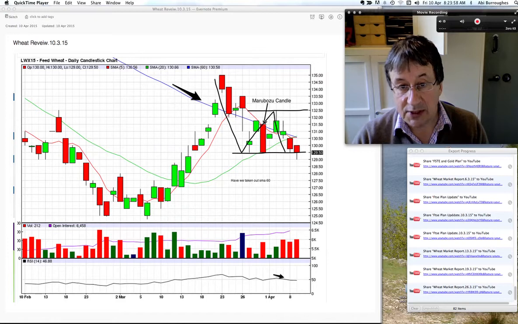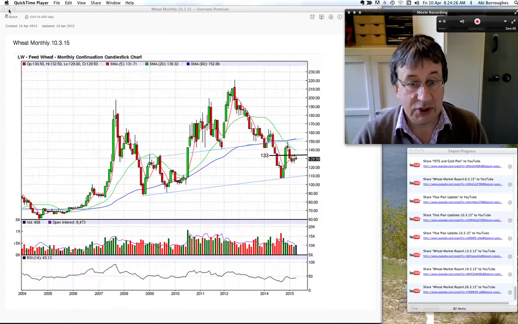We obviously had this big red candle here, a very bearish sign through the 6-day moving average. It came up and tested the top of it, 131 here, and we failed that, and we've come down again to test the base of this Marubozu candle, a bearish candle, with a falling 6-day moving average and a falling RSI. So it doesn't look good at the present moment, but we'll go down and see what signs we can see as we go through the other charts.